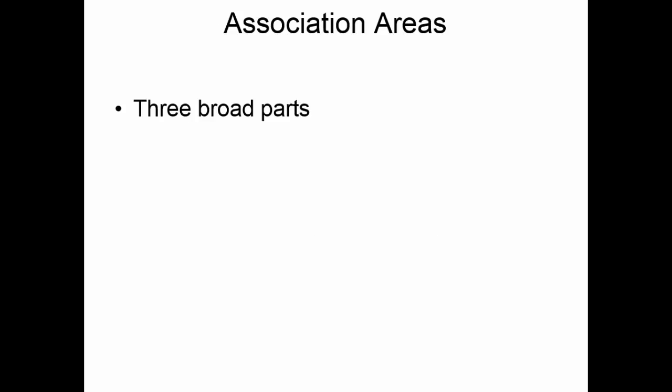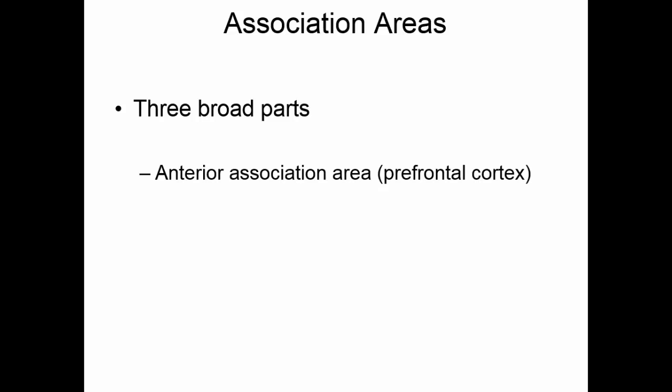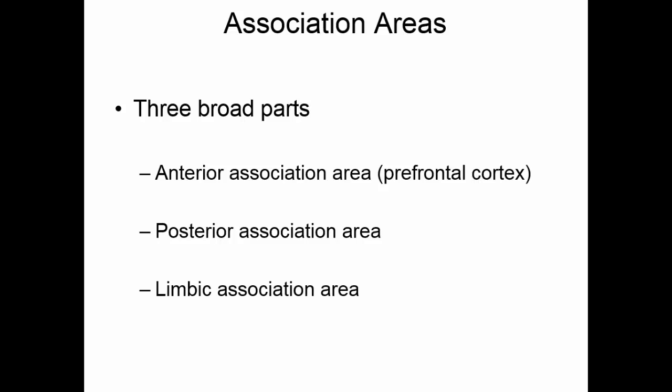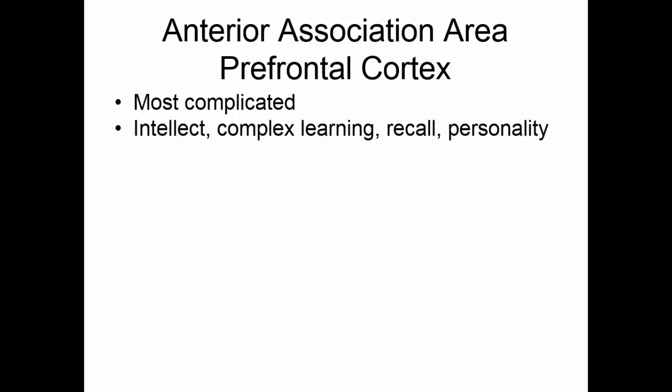There are three broad parts to the association areas. We have the anterior association area, or the prefrontal cortex, the posterior association area, and the limbic association area. The anterior association area in the prefrontal cortex is the most complicated. Here is where resides our intellect, our complex learning, our ability to recall. This is where our personality resides.